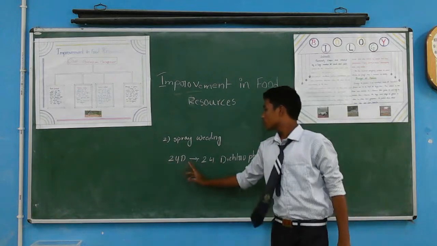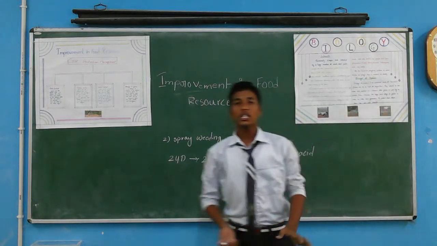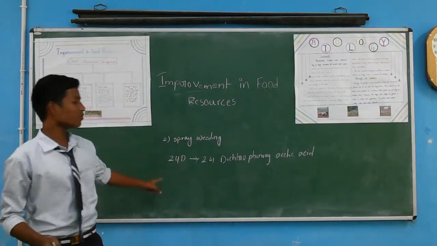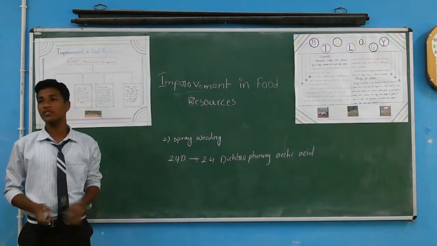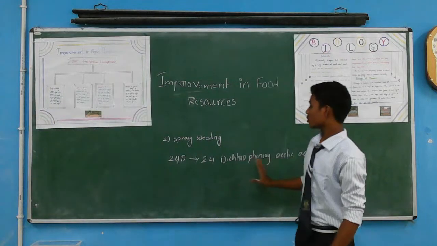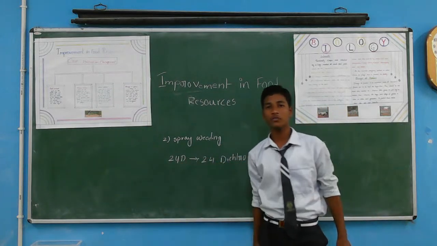2,4-D, dichlorophenoxyacetic acid. This chemical is the best for resisting the weeds in our cultivated field. So by using the 2,4-D, we can resist these weeds in our cultivated field.